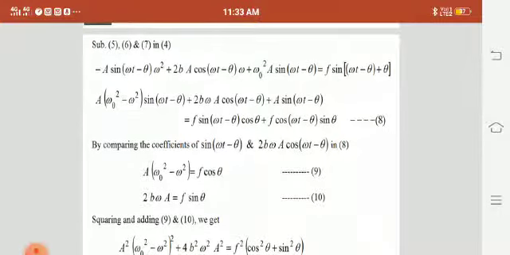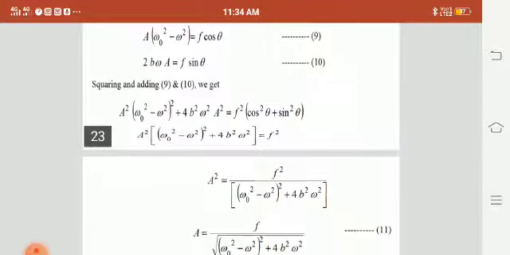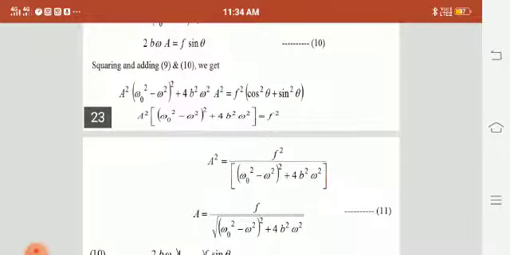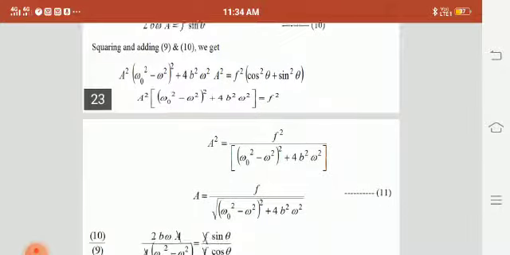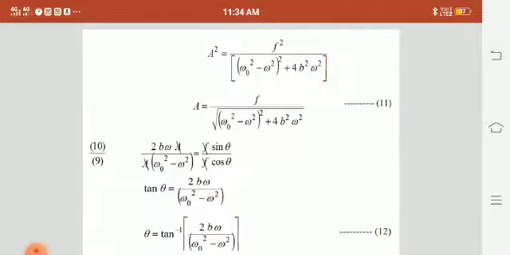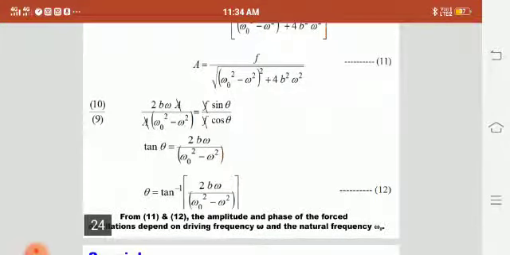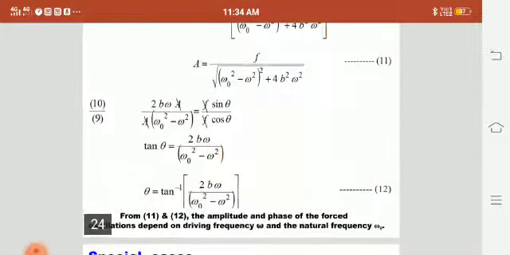Squaring equations 9 and 10 and adding them, and simplifying, we will get A = F divided by the square root of (ω₀² − ω²)² + 4b²ω². Whatever is possible, cancel it. So we are getting tan θ = 2bω divided by (ω₀² − ω²).